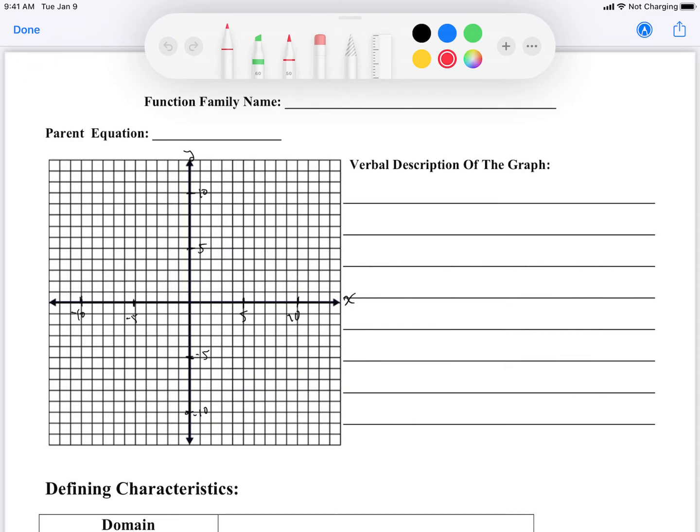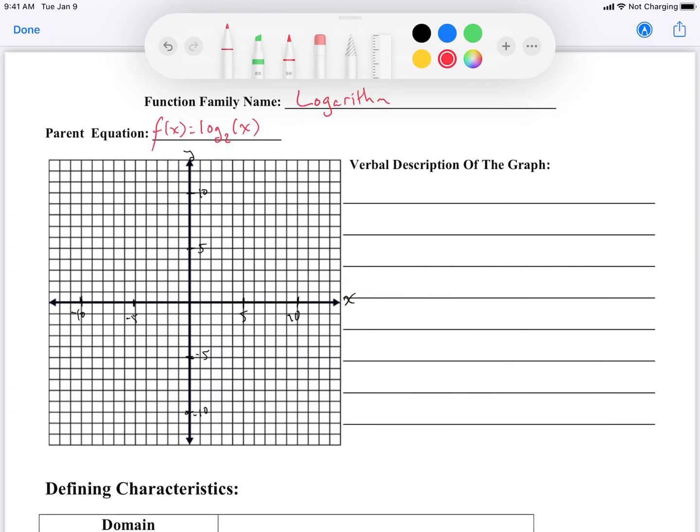Since the function family name is logarithm, our parent equation is going to be f of x is equal to log, and instead of base 10, our standard logarithm, we're actually going to do log base 2 of x. We're going to do log base 2 of x, okay?